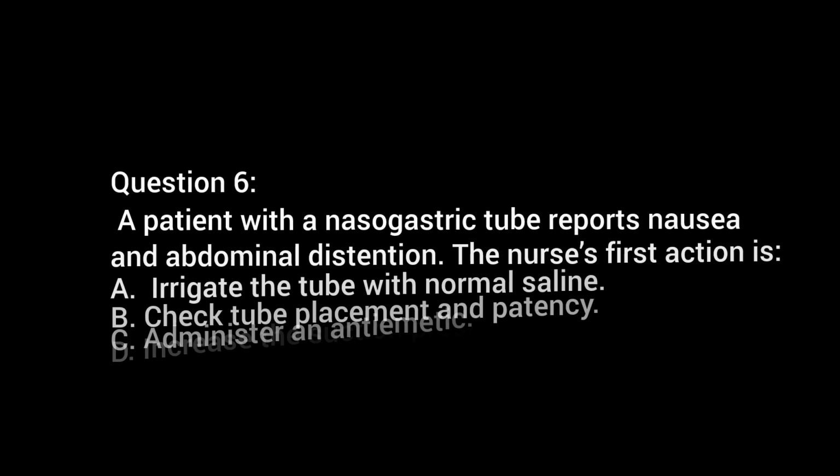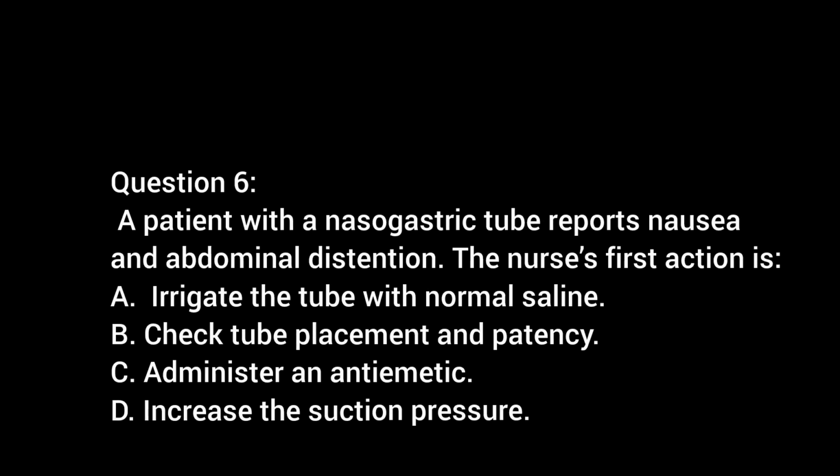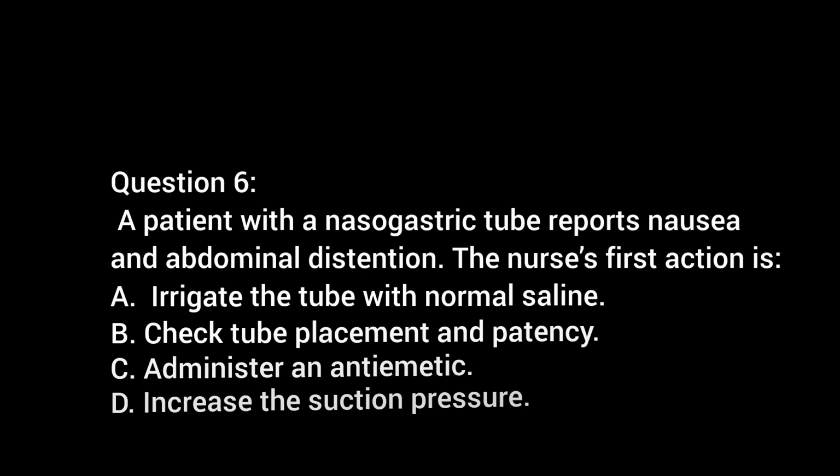Question 6. A patient with a nasogastric tube reports nausea and abdominal distension. The nurse's first action is: A. Irrigate the tube with normal saline. B. Check tube placement and patency. C. Administer an antiemetic. D. Increase the suction pressure. Correct answer: B.